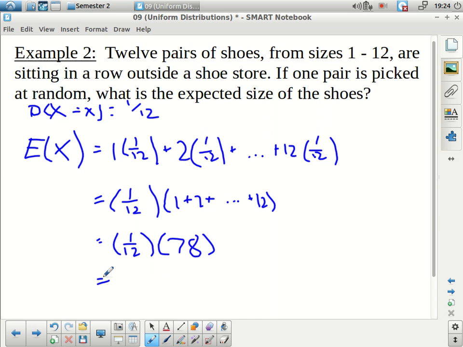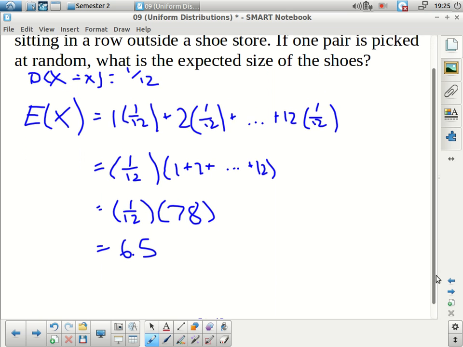Okay, and when I divide that by 12, I get 6.5. So a couple of things to note here. One, this is an average. I can't actually draw a 6.5 shoe from here, but that's okay because this is an average. It's the average size I would expect to draw.